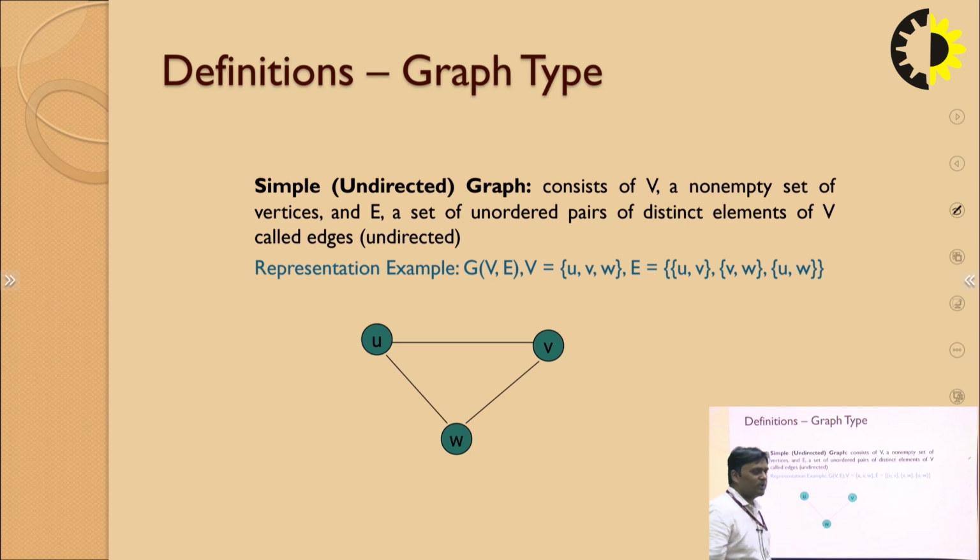Next, the simple graph. A simple graph consists of a non-empty set of vertices V and a set of edges E, which are unordered pairs of distinct elements of V. Graph G equals (V, E), where G represents the graph, V represents vertices and E represents edges. Here there are three vertices U, V, W and edges: UV is one edge, VW is another edge, and UW is another edge. If we label these edges E1, E2, E3, then we know UV is E1, VW is E2, and UW is E3.